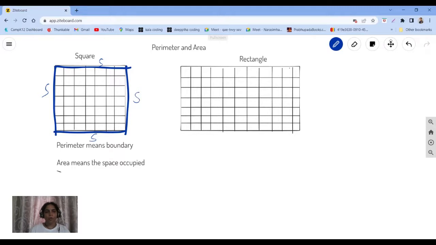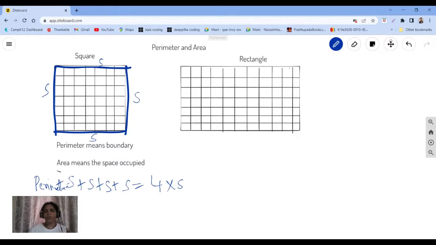So now I said boundary, only the blue color one. Basically the perimeter will be S plus S plus S plus S, 4 times. Whenever we are adding the same thing 4 times, we can say it as 4 times S. And that will be the perimeter of a square. See, you found your own formula.